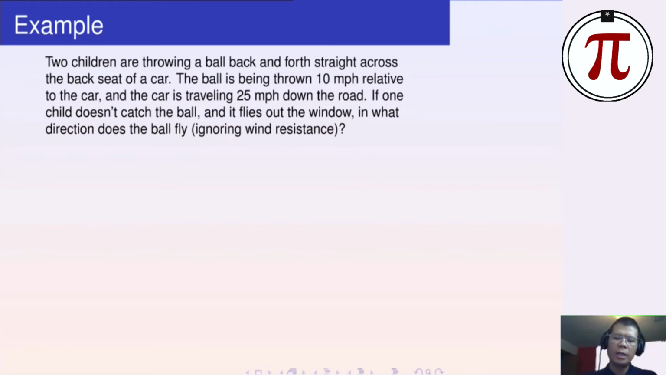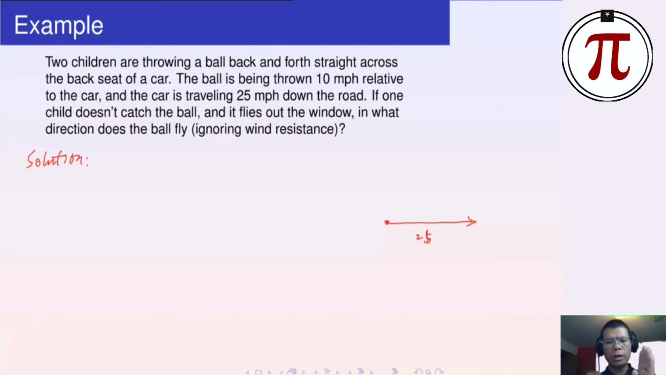All right, thank you. So in order to do this, we need to understand these can be viewed as the summation of two vectors. Now, when you say that this is down the road, let's say that this is going in this direction. This is 25 miles per hour, so it's going to be 25 along the road.